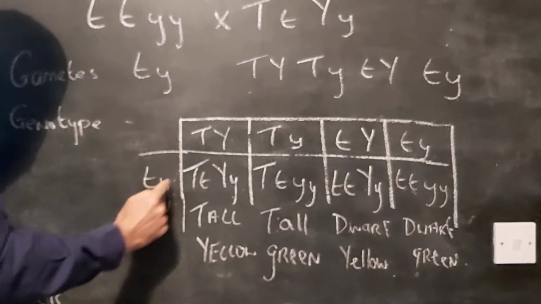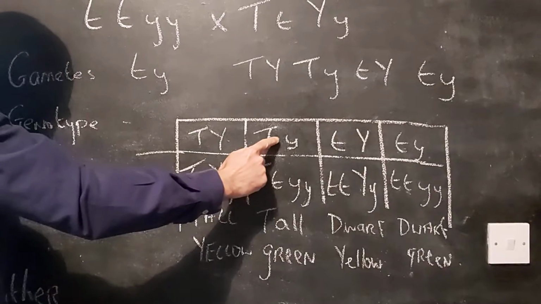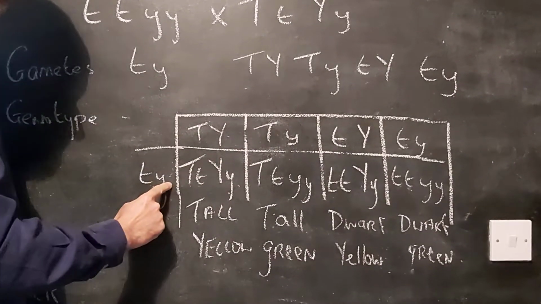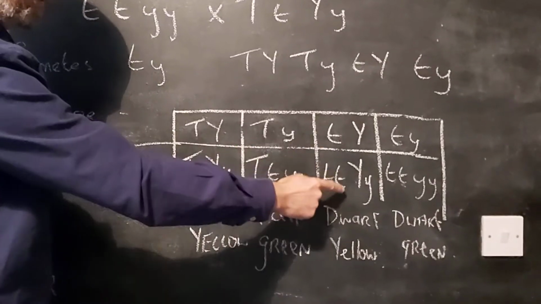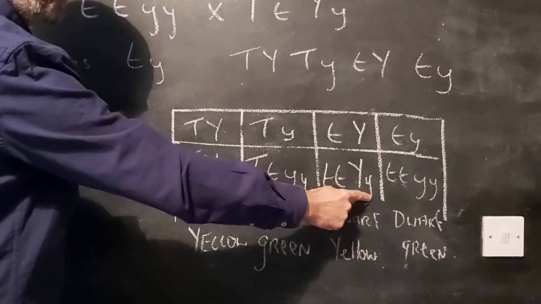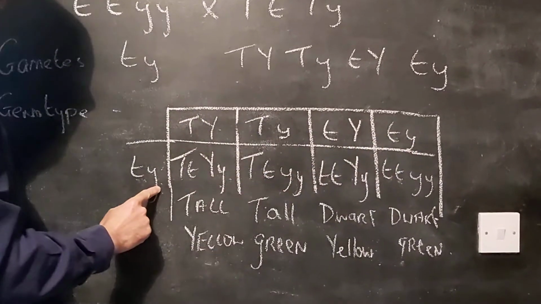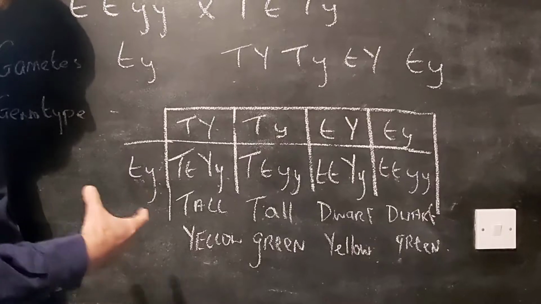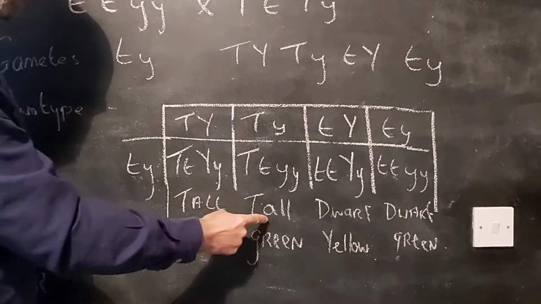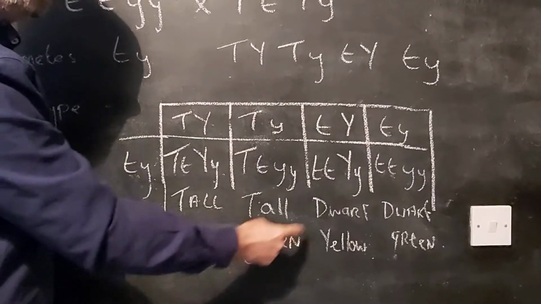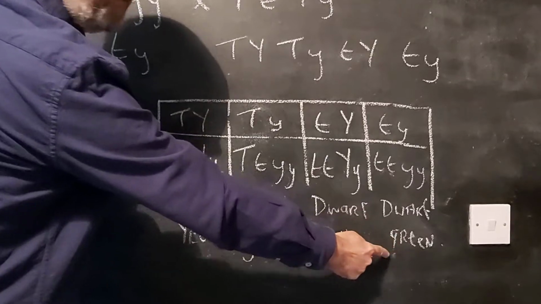So big T and small t, big Y and small y. Big T and small t, small y and small y. Small t and small t, big Y and small y. Small t, small t, small y and small y. What they look like, or their phenotype, are tall yellow, tall green, dwarf yellow, and dwarf green.